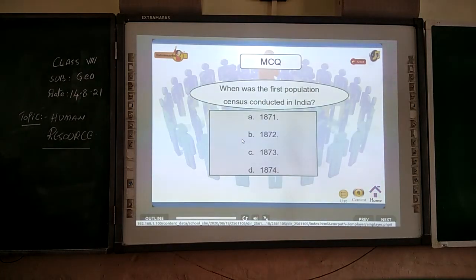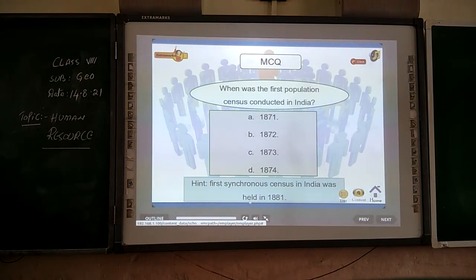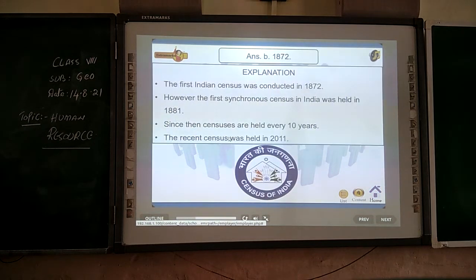When was the first population census conducted in India? A. 1871. B. 1872. C. 1873. D. 1874. Hint: the first synchronous census was held in 1881. The answer is B. 1872.